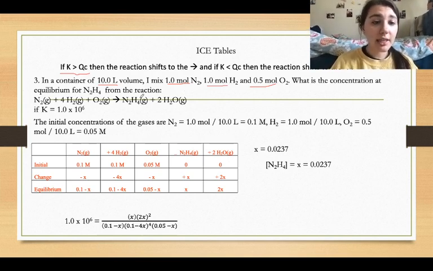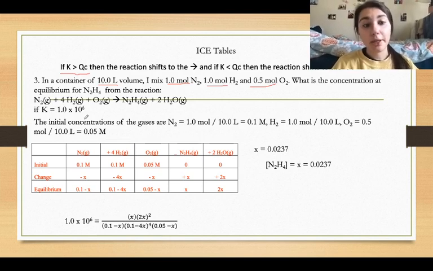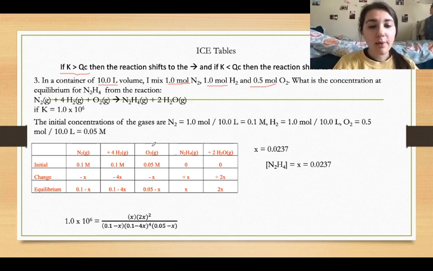So this is the reaction here. And I know that it says the equilibrium constant equals 1,000,000. Okay, so I know the initial concentrations of these are going to be the moles divided by liters. So I multiply those all through to get the actual concentrations. And then I'm going to plug those into my initial concentrations.